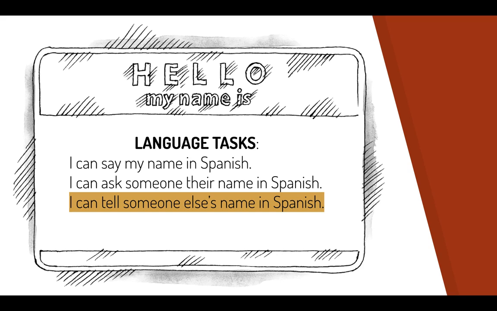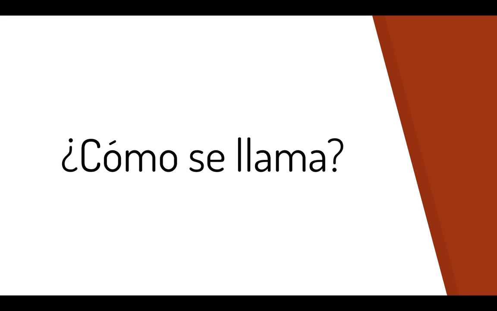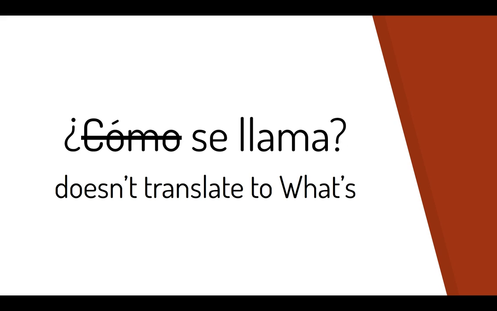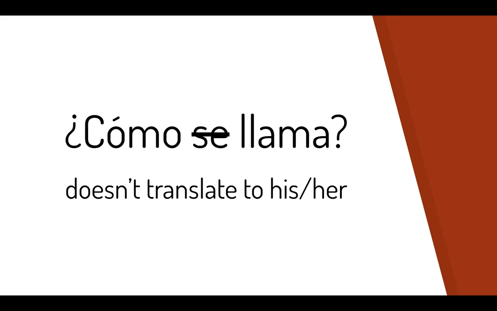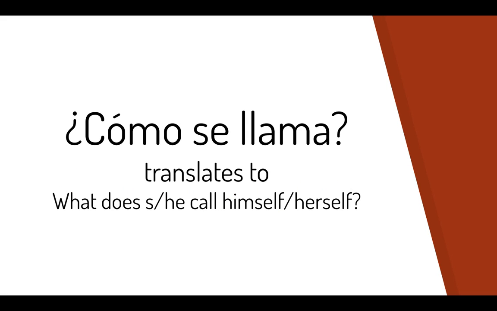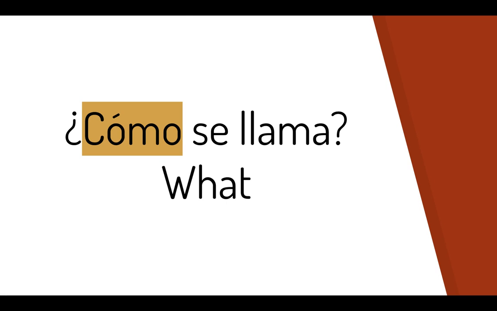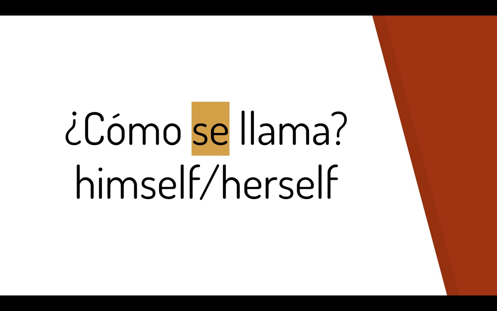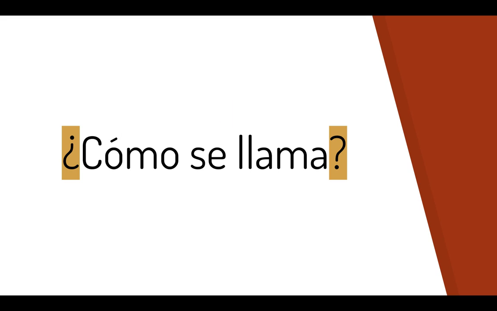Now let's talk about other people's names. ¿Cómo se llama? Again, you will notice the double L says ya, llama. ¿Cómo? doesn't translate to what's. Se doesn't translate to his or her, and llama doesn't translate to name. ¿Cómo se llama? translates to what does he or she call himself or herself? ¿Cómo, what? Llama, he or she call. Se, himself, herself. ¿Cómo se llama?